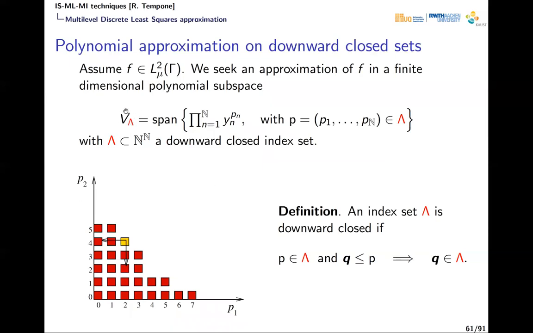We will project it over a subspace that we index by this set of indices lambda. This set of indices lambda may look like this, and each of these red points here corresponds to a monomial, if you think of polynomials.